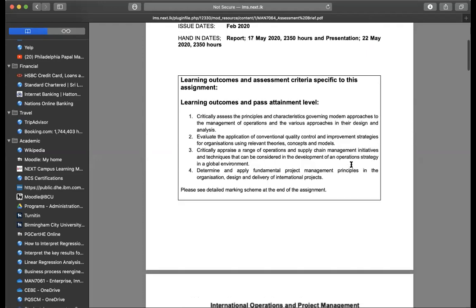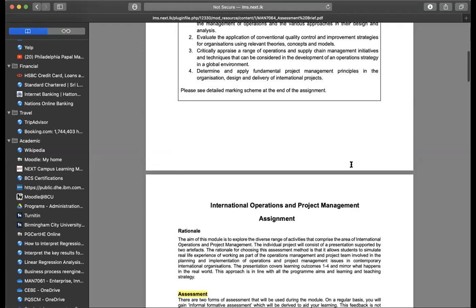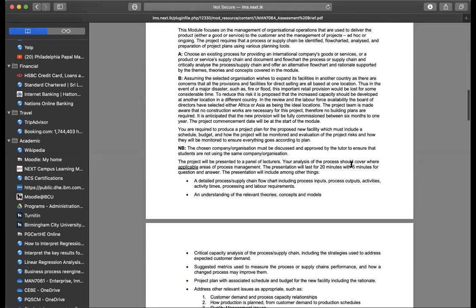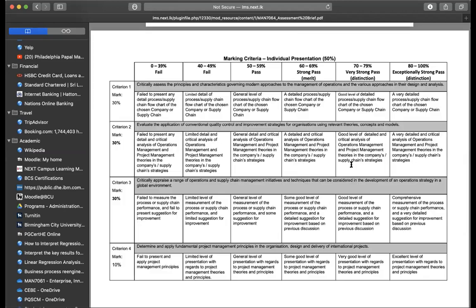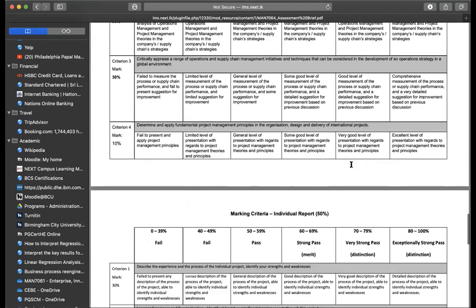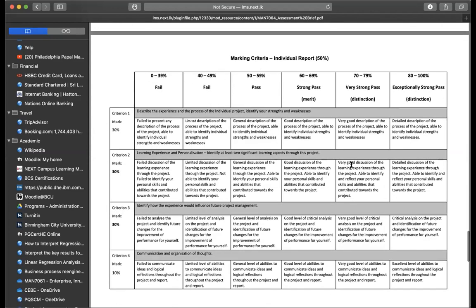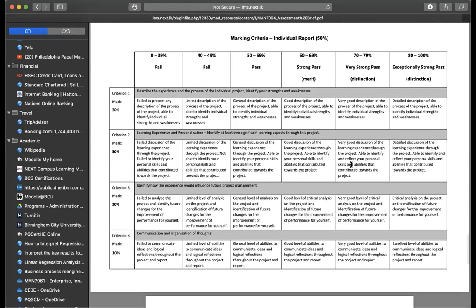Now, this is on the Moodle, you can actually take a look at that, right? Assessment brief. Now, if you go right down, you have the marking criteria for individual presentation, and then the marking criteria for individual report. There are 4 things that would be looked at. The first is describe the experience and the process of the individual project and identify your strengths and weaknesses.